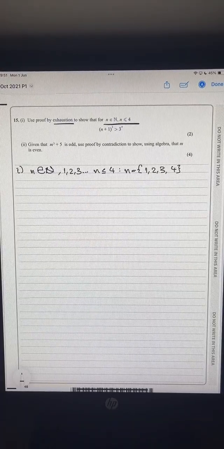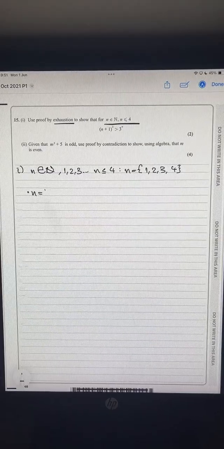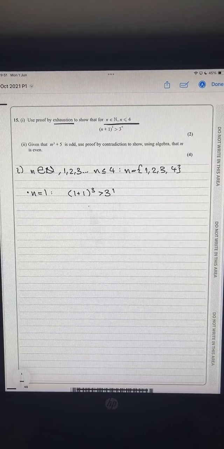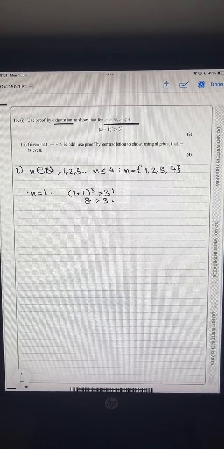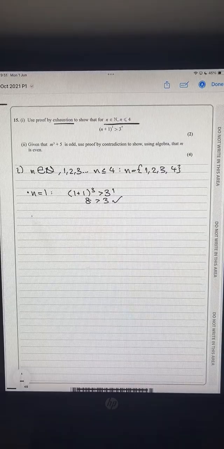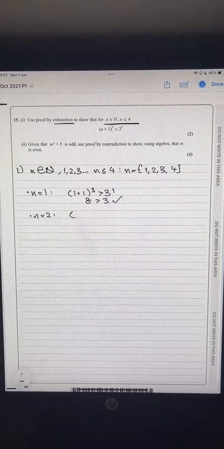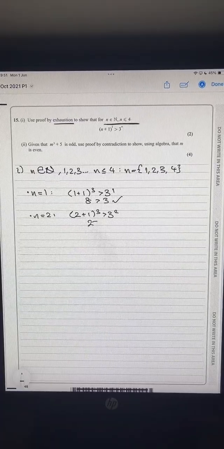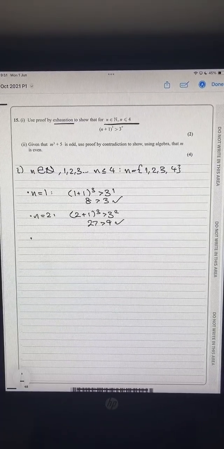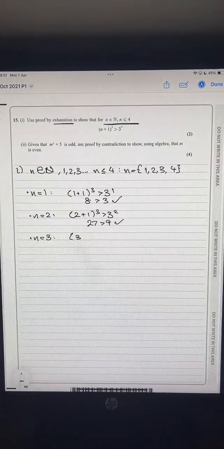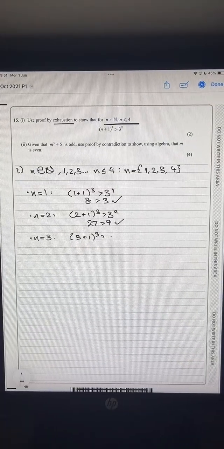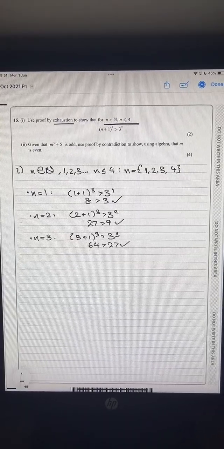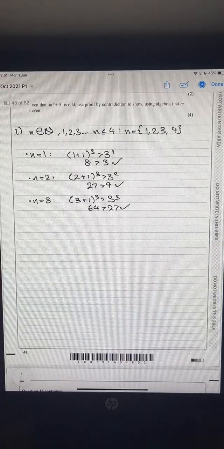So n equals 1, we have 1 plus 1 cubed is greater than 3 to the 1, which is 8 is greater than 3. That is true. Then we have n equals 2, so that's 2 plus 1 cubed is greater than 3 squared. That is 27 is greater than 9, which is true. N equals 3, and you can see it is literally the same thing. Writing out the proofs can be repetitive, but it is exactly what you need to do. Look at the 2024 last question on the proof. It is a weird one.